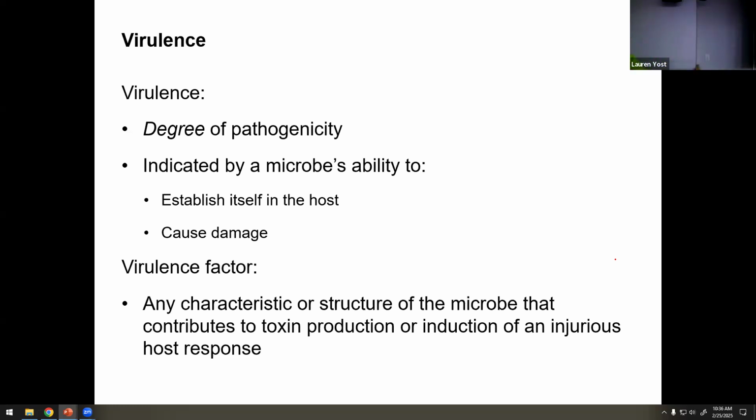So these are pretty obvious things, but anything that you could envision as helping that organism cause disease in the host, not just helping it multiply. Being able to multiply isn't a virulence factor, but anything that helps it cause disease. So having signs and symptoms, damage to the host, those are things that will be virulence factors, okay?